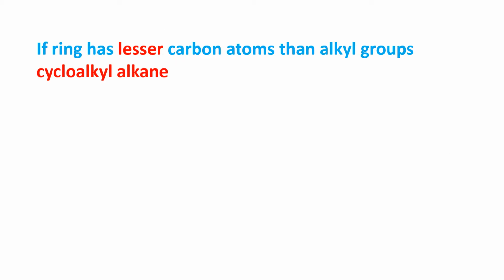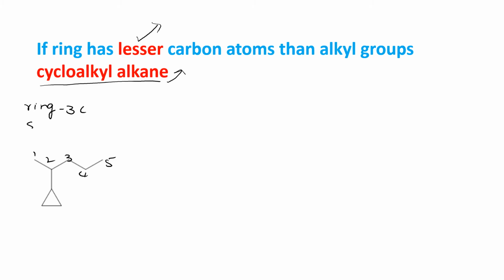If the ring has a lesser number of carbon atoms, what do we have to do? Then we should follow cycloalkyl alkane. For example, here in this case, the ring has 3 carbon atoms, whereas the side chain contains 5 carbon atoms. Here the ring has a lesser number of carbon atoms than the side chain.